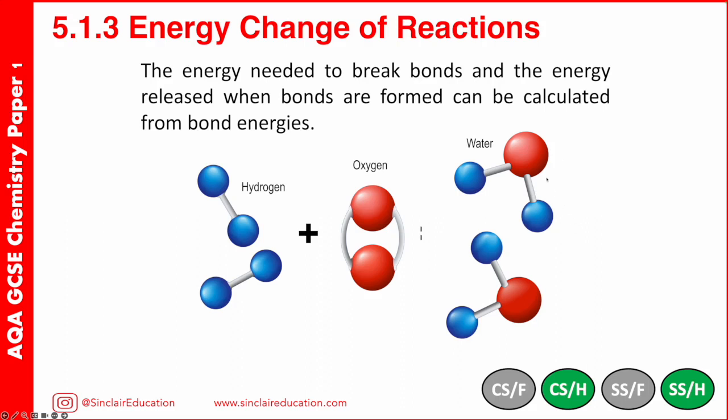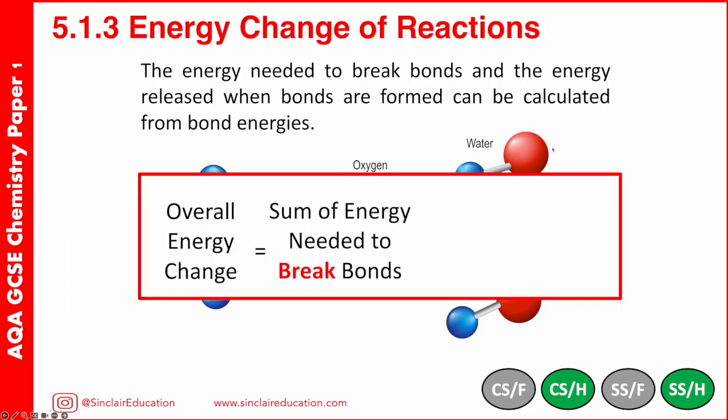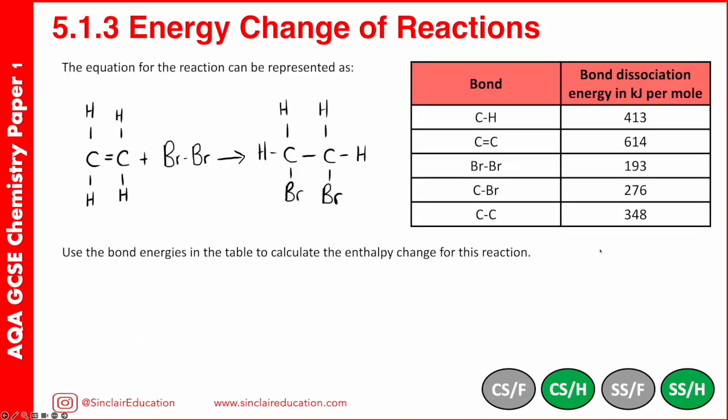Now also on higher, you might be asked to find the energy change that's occurred. So we need to start to find now the energy that was needed to break bonds and the energy released when we've made new ones. For this, the overall energy change is equal to the amount of energy needed to break bonds minus the amount of energy released when bonds were made.